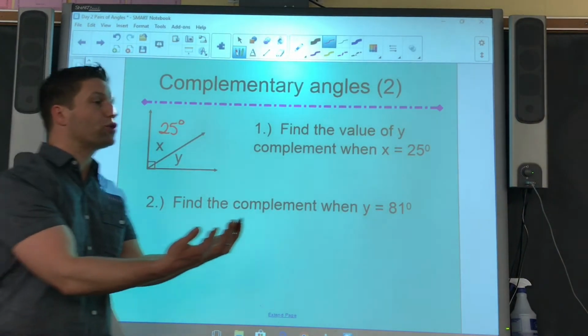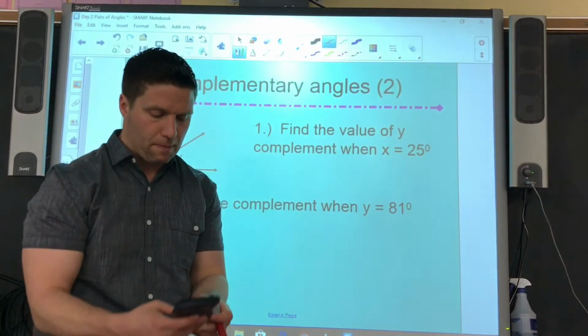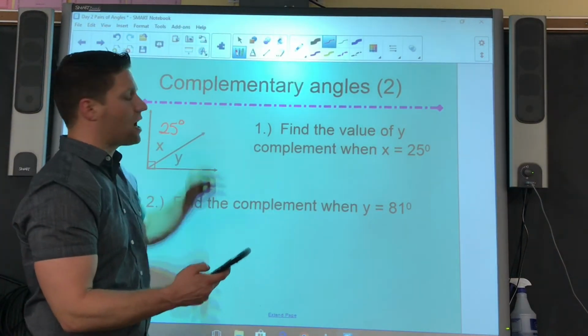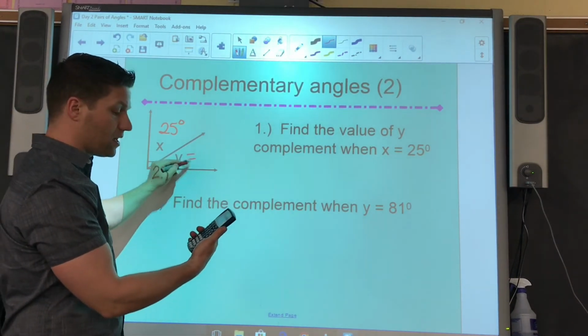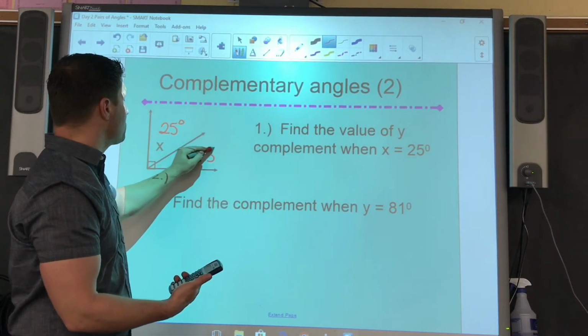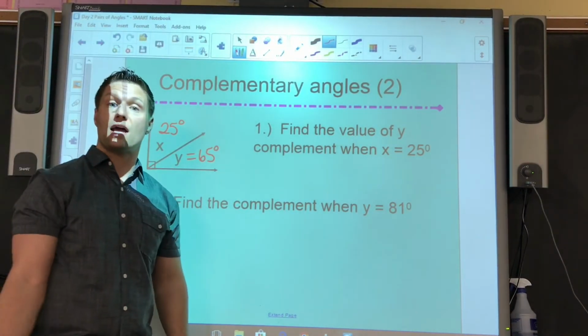So how much more do I need to get up to 90? Well, I'm going to grab my calculator, right? If I'm at 90, because it's a complement, I'm going to subtract 25, and I see that y must be 65 degrees, because that's what's left over to make it equal to 90.